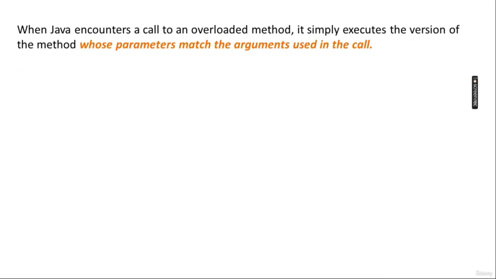When Java encounters a call to an overloaded method, it simply executes the version of the method whose parameters match the arguments in the call. So whenever you are calling from the main function or any other function to that particular method, depending upon the arguments, Java will decide which method to call.